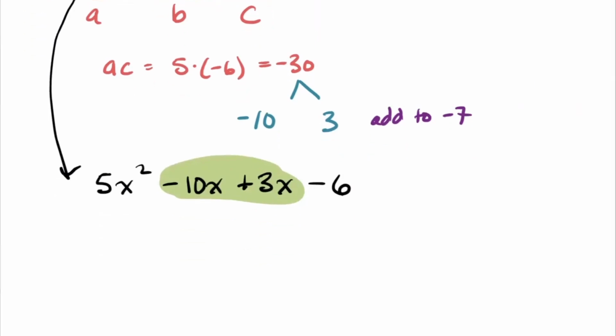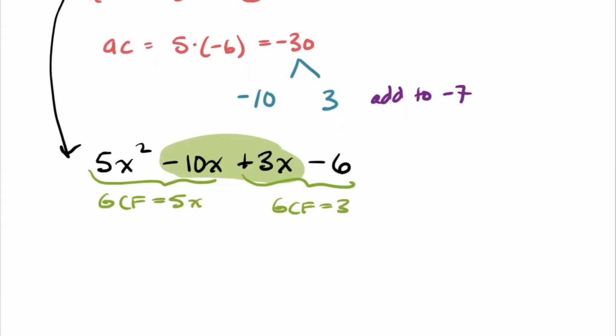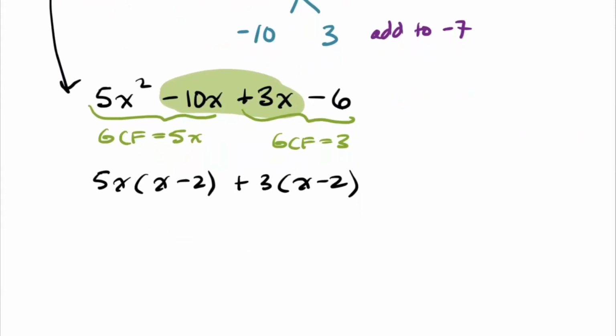All right, so for four terms, we do factoring by grouping. Here our GCF is 5x. For the second group of 2, our GCF is 3. So taking out the 5x from the first group of 2, we've got x minus 2. Taking out the 3 from the second group of 2, that leaves us with x minus 2. Right, looking good, these match.